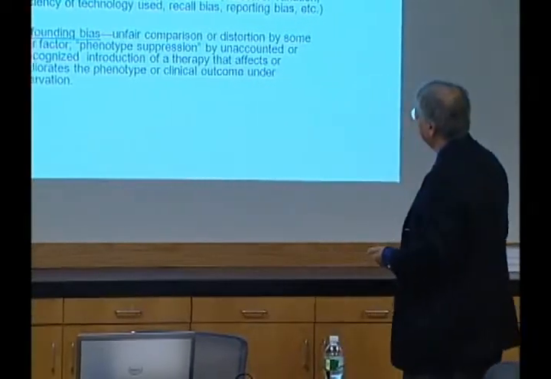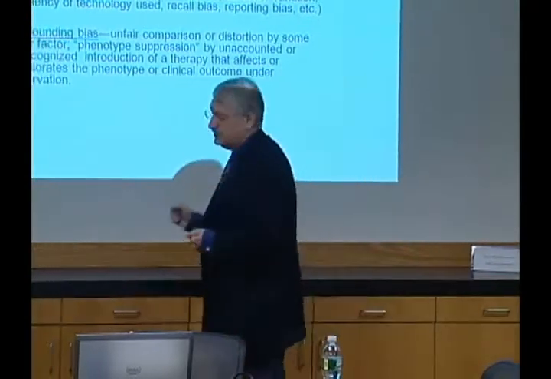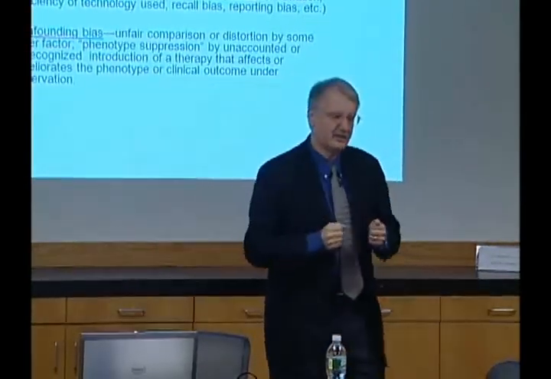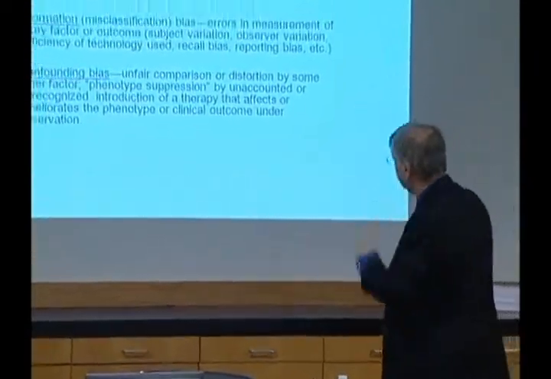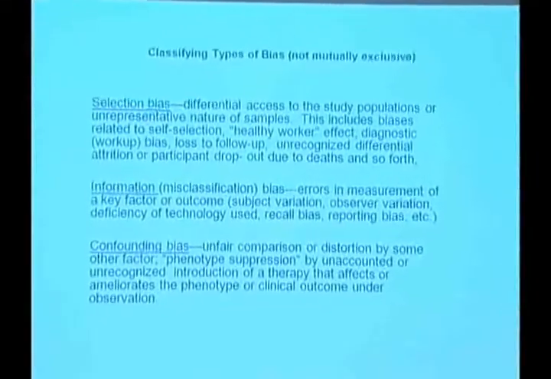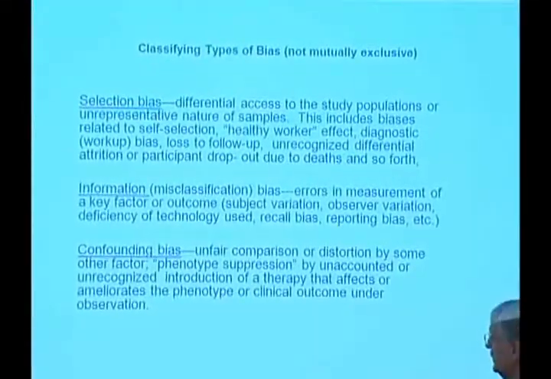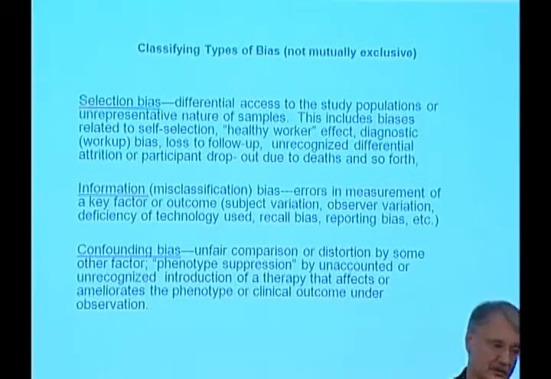There could also be unrecognized differential attrition or participant dropout, due to deaths or other things, where you may not be tracking the records correctly. There's information or misclassification bias. You can have errors in the measurement of a key factor or outcome. You could have subject variation, observer variation. You could have a deficiency of the technology you use. You can have recall bias. This is a big problem when you are asking individuals to come in and remember whether something happened.